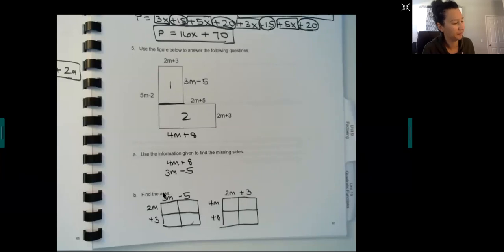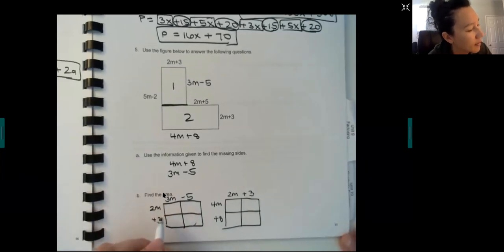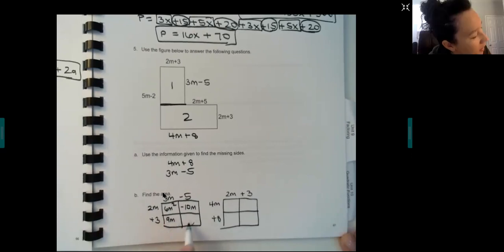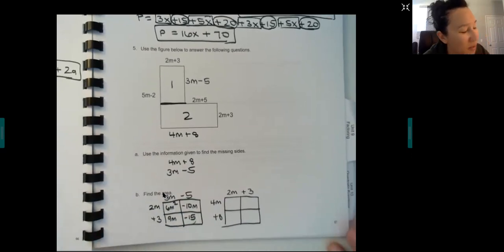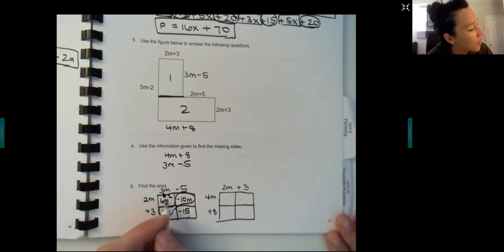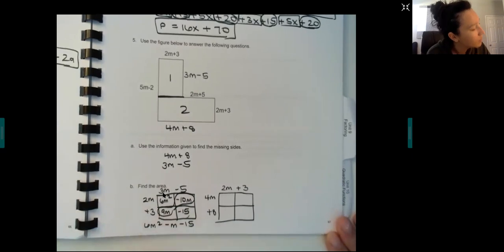You ready? Okay. What'd you get for this first box, Kaleni? I got 6m squared. Excellent. What about the second one? And the second one, I got negative 10m. Very good. And then I got 9m. Good. And then with a negative 15. Excellent. Very good. And then did you simplify it? Do you combine your 9m and your negative 10m? Not yet. Okay. So we could do that together. So then we got 6m squared, and then we'll combine these. So 9m take away 10m. So that would leave us with a negative m, and then our negative 15. Very good.